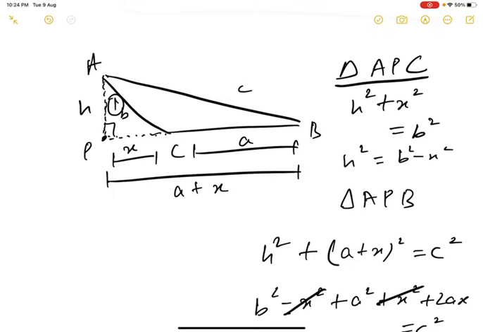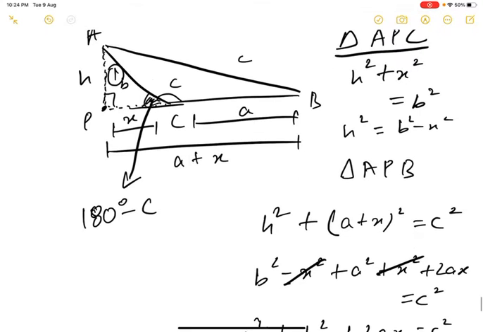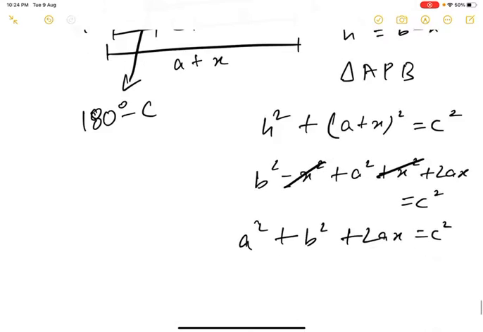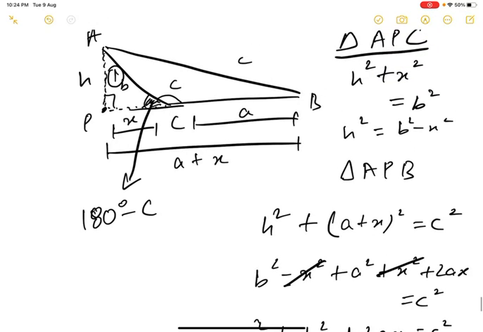Okay, so now this is angle C, correct? What is this angle? This angle will be 180 degrees minus C, right? Because these are supplementary angles on a straight line, and that is C, so that angle will be 180 degrees minus C. So what is the cos of that angle? The arrow that I am pointing, that is cos of 180 degrees minus C.